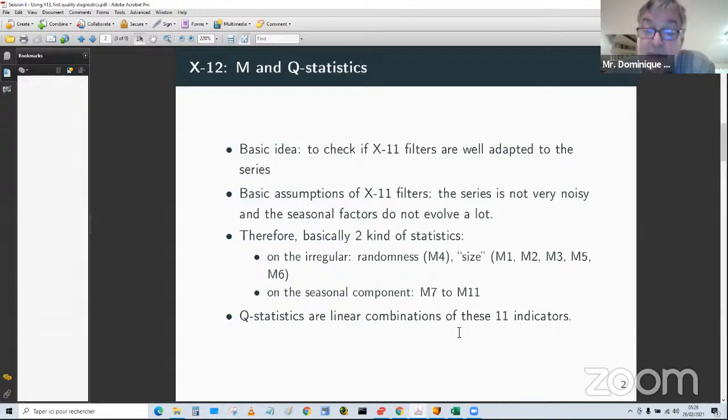Okay, so keep in mind that these indicators are not really quality statistics. They are warnings. If they are too high, it means that you might have a problem, so check the problem. It does not mean that if they are too high, you have a problem, okay? It's different.